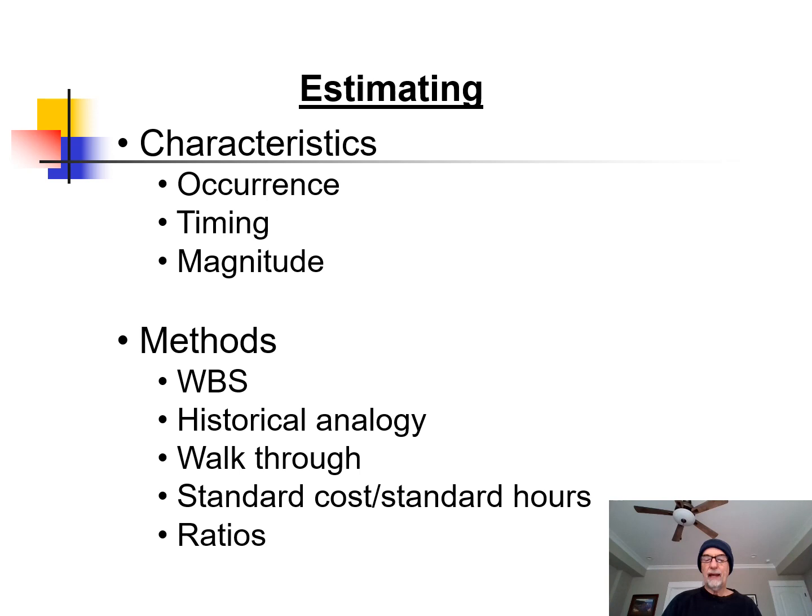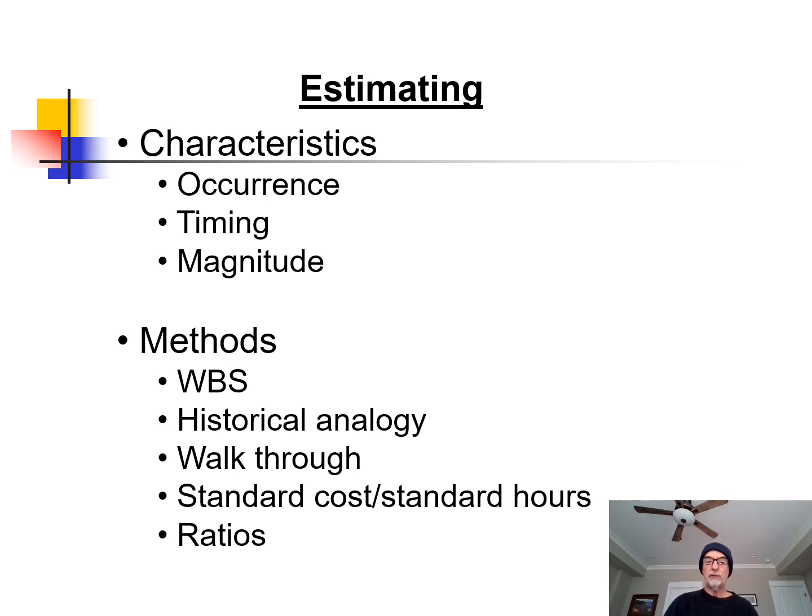Now, since a project is going to either be 1% new, 99% new, or somewhere in between, you need to be good at estimating. And there's three characteristics about estimating. The first one is occurrence. Is it going to take place? Yes or no? If no, there's no estimating needed. But if yes, then you have to decide, well, when is it going to occur? And the magnitude, how big will the project be?